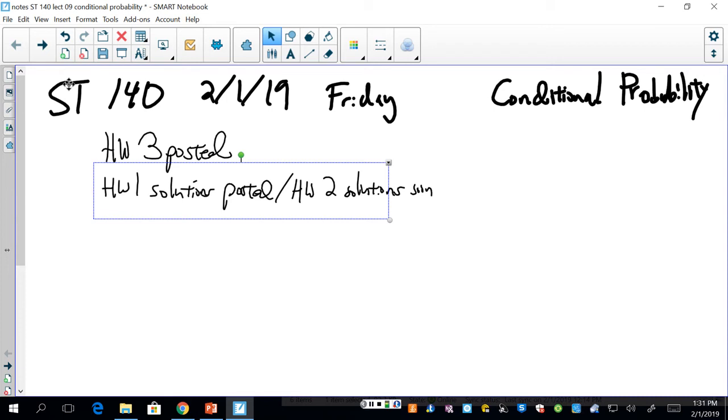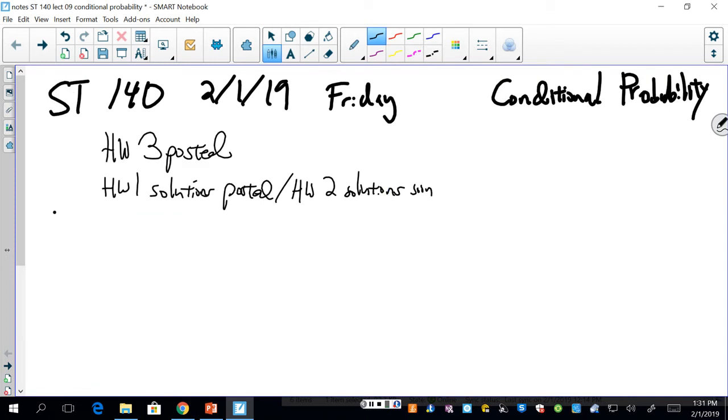So today we're going to talk about conditional probability. Last time we introduced probability. Homework 3 is posted. That's due next Wednesday. That concerns some of this material from the probability chapter, and we'll do more on Monday.